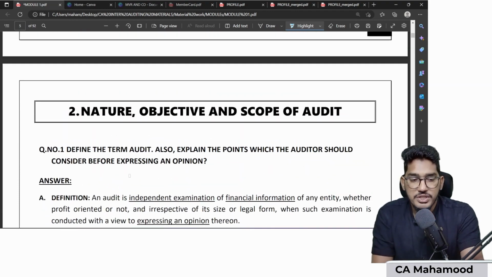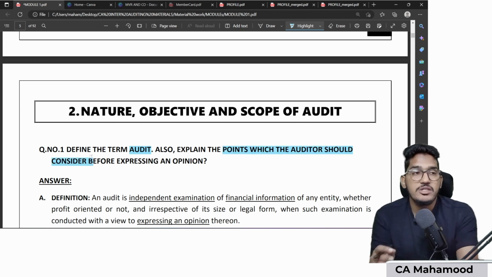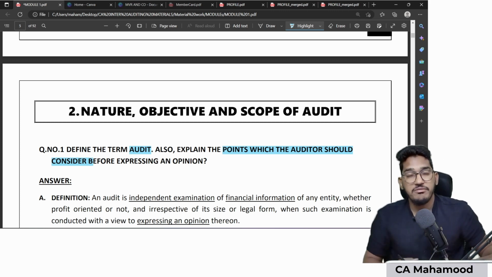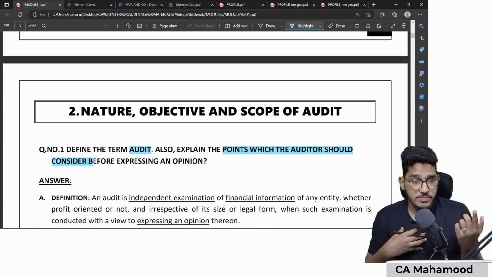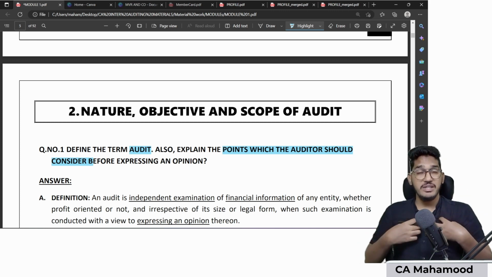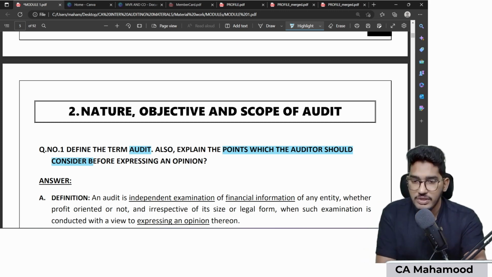So that is what the question number 1 here, if you are able to see, they ask a few things here. Define the term audit, explain the points which the auditor should consider before expression of an opinion. Or even they might ask you a question alternatively: what are the factors which auditor should consider before expression of opinion? Or they might ask you a question: how the auditor would satisfy himself that financial statements are not misleading? So in multiple ways they can ask you the question.